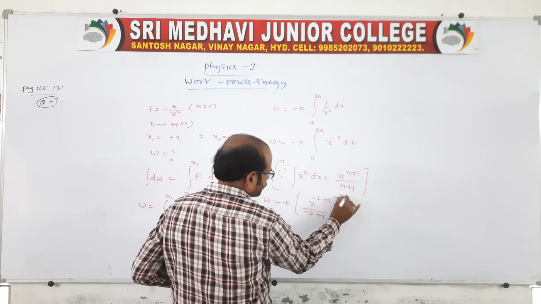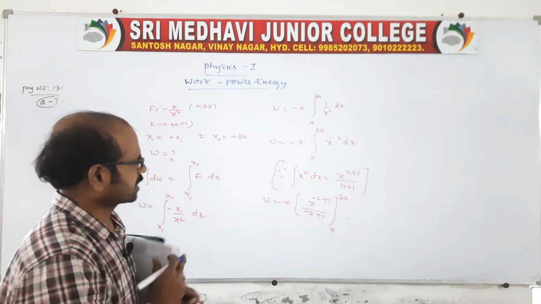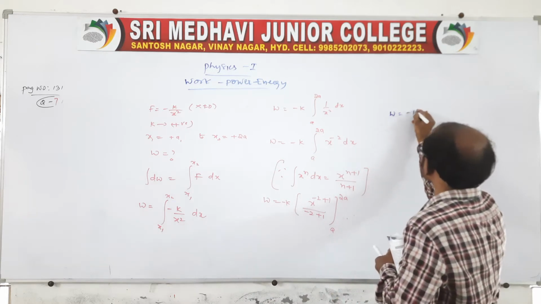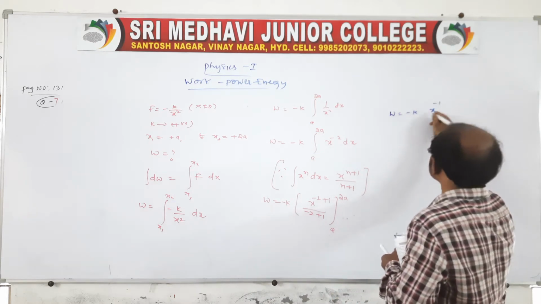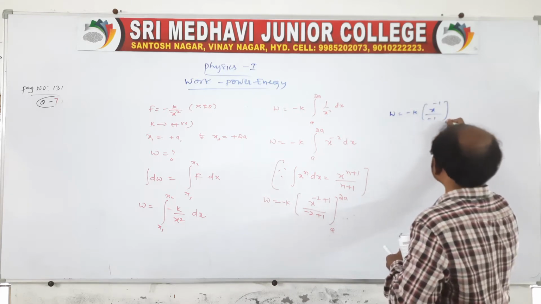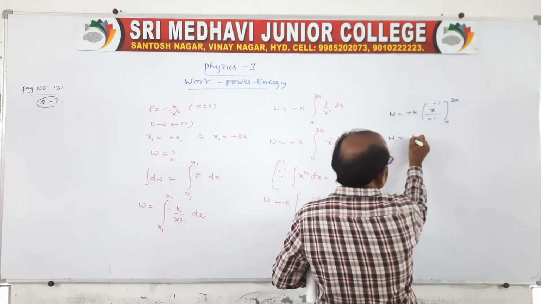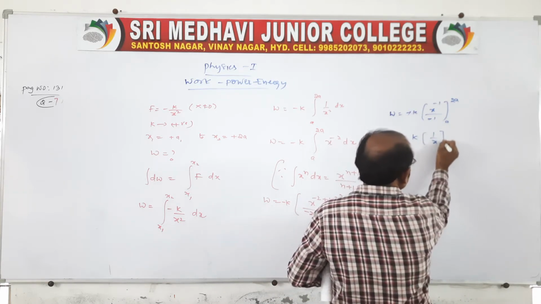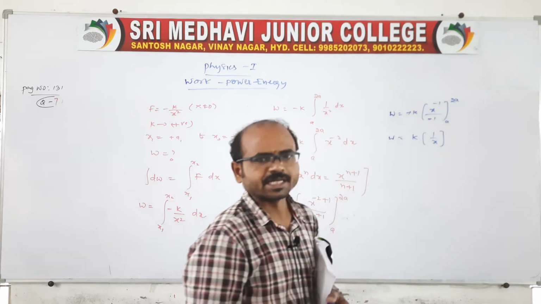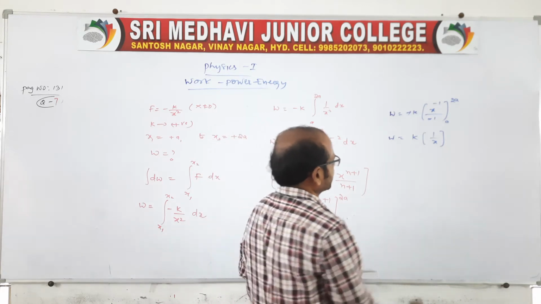From A to 2A, right? Then the work done is equal to minus k into x power minus 1 by minus 2 minus 1, from A to 2A. Minus of minus will be cancelled, then k of x power minus 1 is there. Taking it to the denominator, the sign changes, negative becomes positive and positive becomes negative, again you write A to 2A.